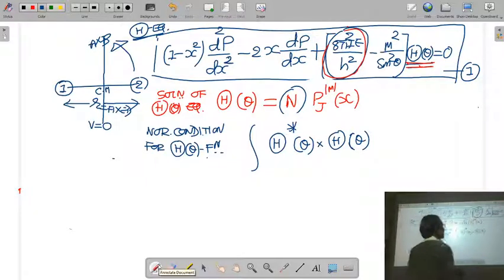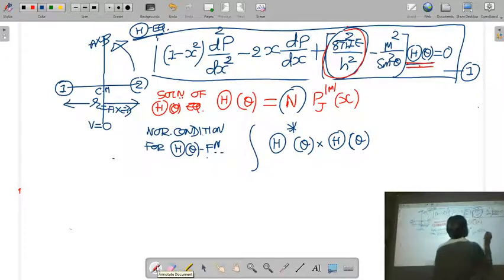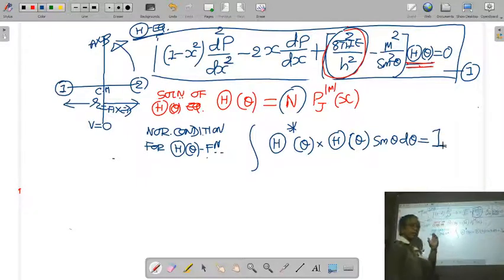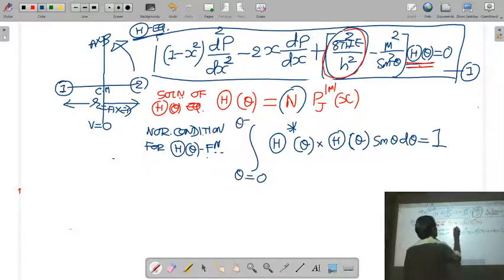For the theta function, the total volume element in spherical polar coordinates can be written as r square dr sin theta d theta d phi. But we are considering only the theta part, so we will not consider r square dr and d phi. We consider only sin theta d theta, and this must be equal to 1 according to the normalization condition. You know the limit of theta in spherical polar coordinates is from 0 to pi.